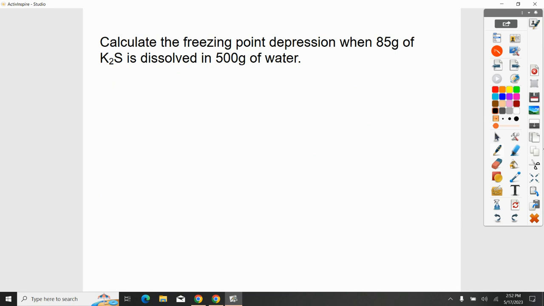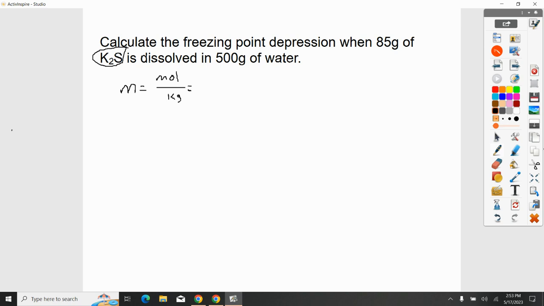So we're calculating the freezing point depression when 85 grams of K2S is dissolved in 500 grams of water. First thing we've got to do is figure out our molality, lowercase m. That is moles of solute over kilograms of solvent. So first thing we're going to do is figure out how many moles of K2S we have. For that, we need to know the formula mass, because we're going to do a little mole-mass conversion.